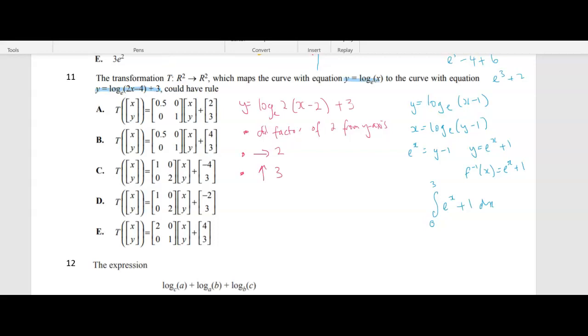Now with matrices, you could just look at the last matrices, and you basically want to have 2, 3. So we've gone across to the right 2, and we've gone up 3. So we can do a process of elimination. So it's not B, C.